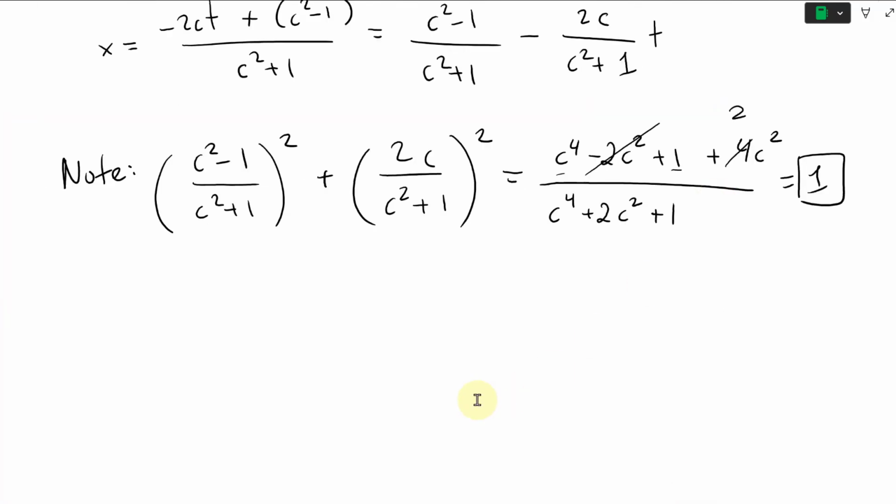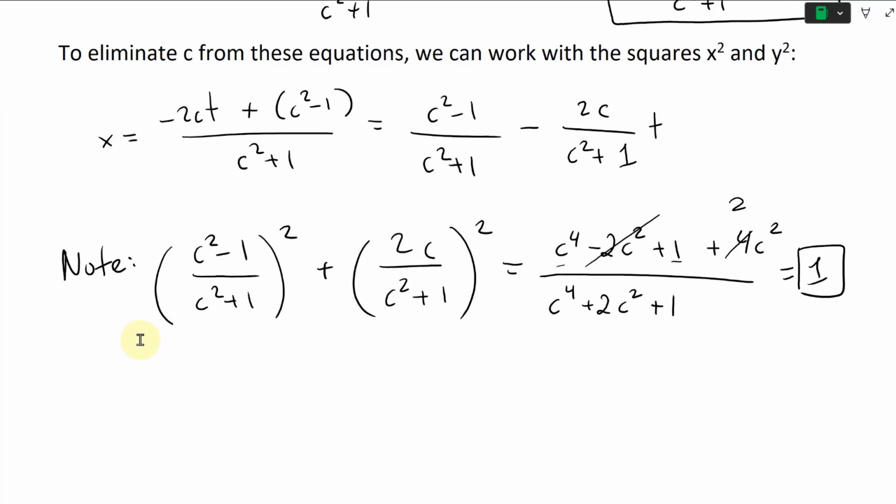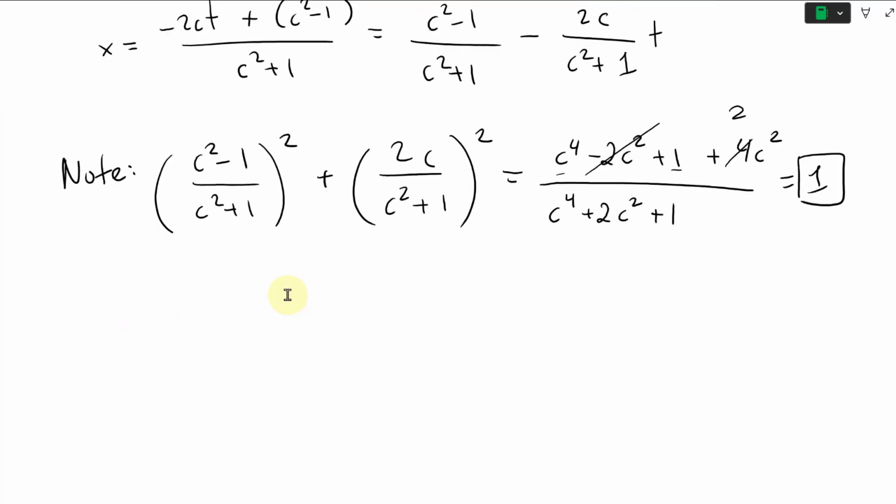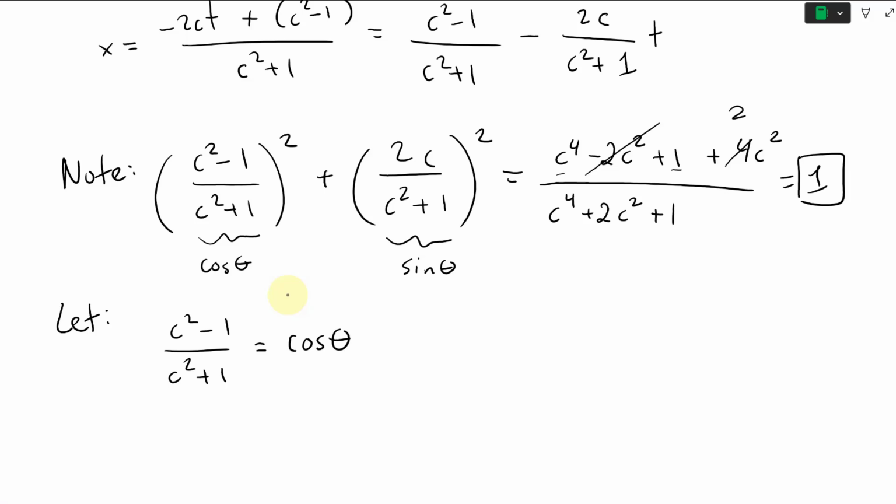So that's that. What we have now is basically a trigonometric identity. We can write it like that. I'm going to let the middle one equal cosine theta and this inside sine theta. In other words, let c squared minus 1 over c squared plus 1 equal cosine theta, and 2c over c squared plus 1 equal sine theta.